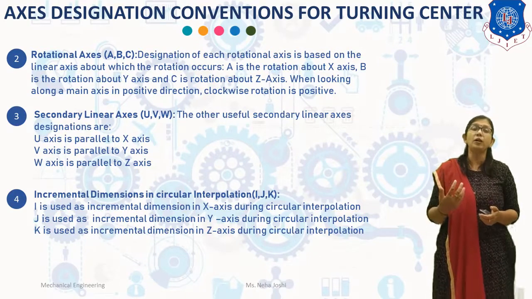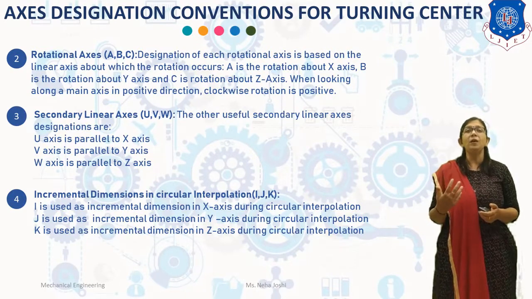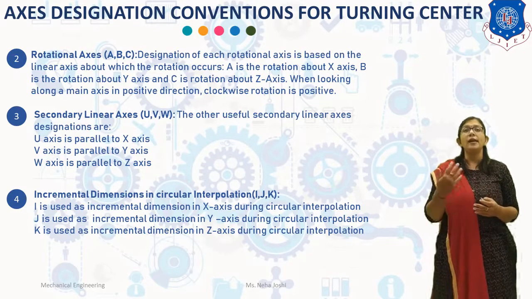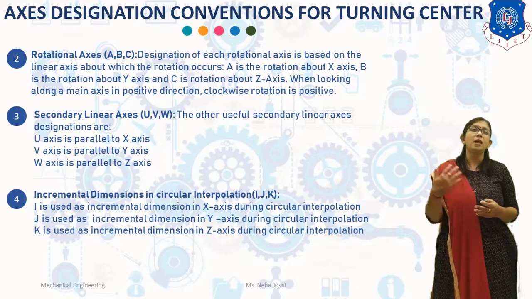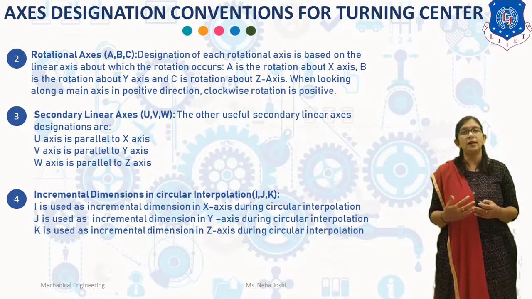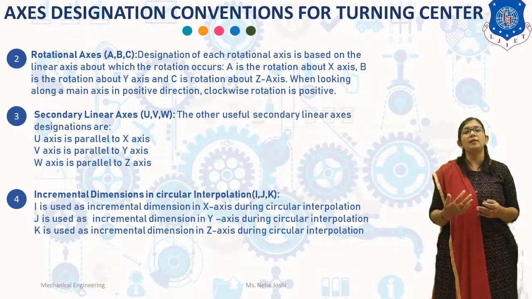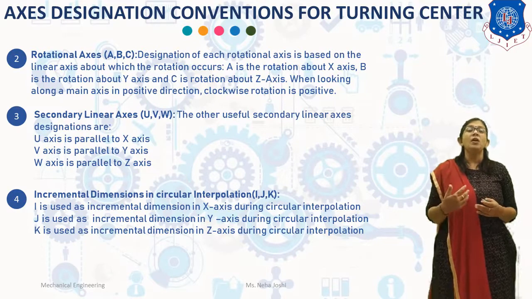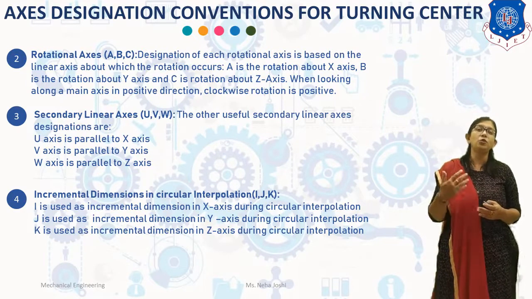The second one is rotational axis ABC. Designation of each rotational axis is based on the linear axis about which the rotation occurs. A is the rotation about the x-axis, B is the rotation about the y-axis, and C is the rotation about the z-axis. When looking along the main axis in the positive direction, clockwise rotation is positive. The third one is secondary linear axis UVW.